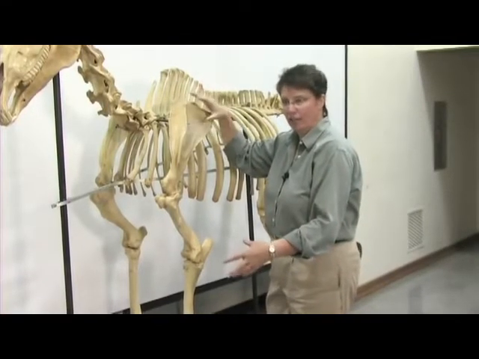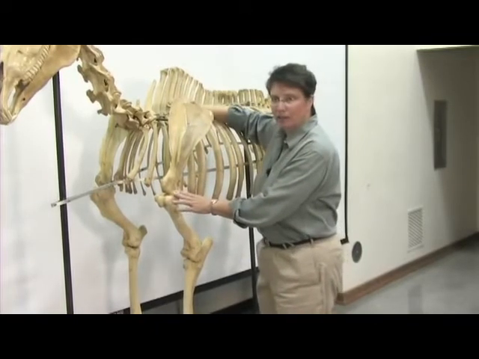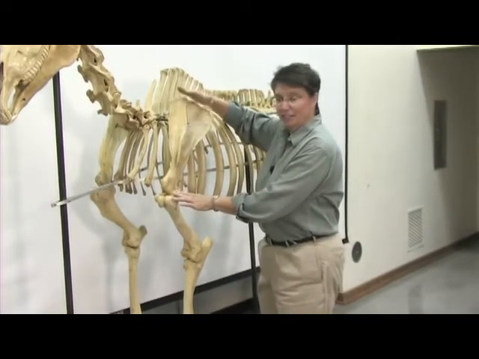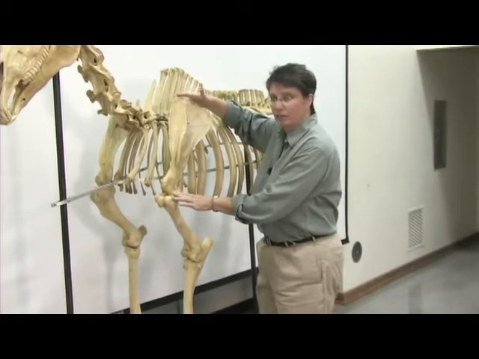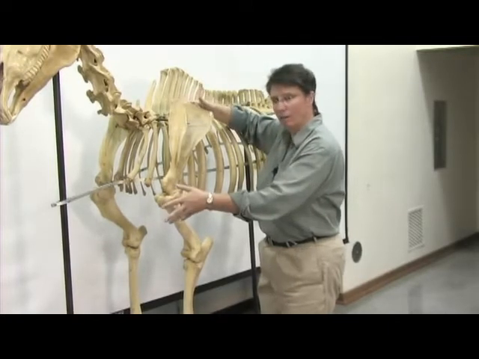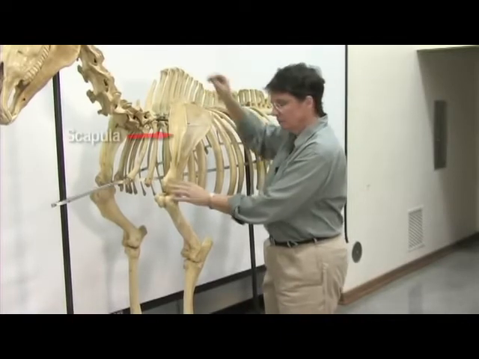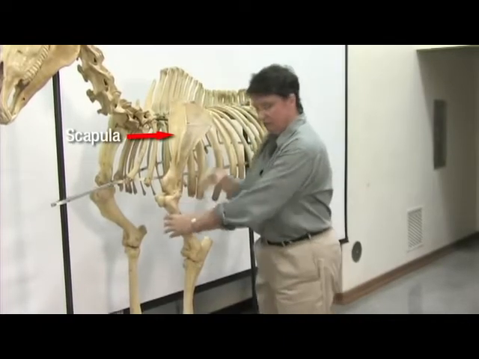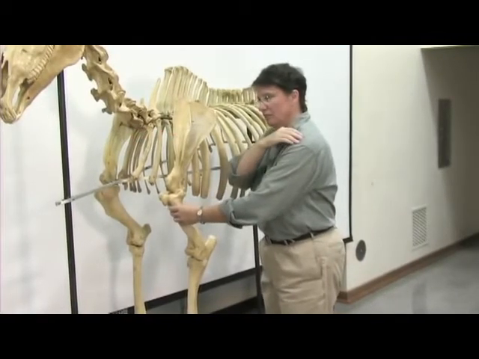They don't have any bony attachment of the front limb to the rest of their body. The way this limb stays attached to the horse's body is through muscles, tendons, ligaments, and other connective tissue. So while we have a collarbone, which is a bony attachment of our arm to our body, the horse is all connective tissue. So here's the scapula, then we go down to the humerus.